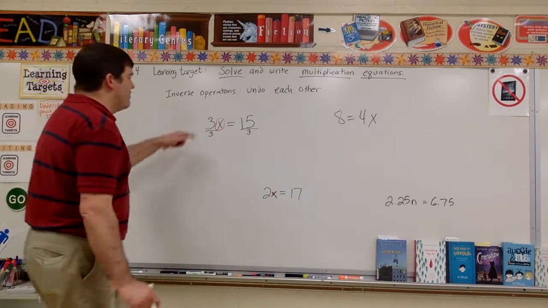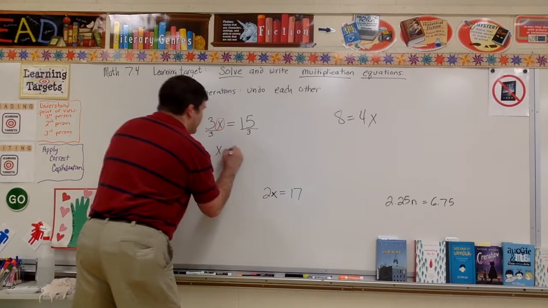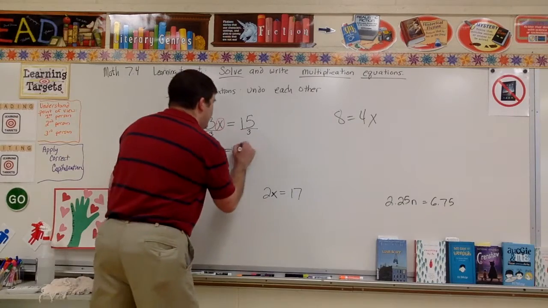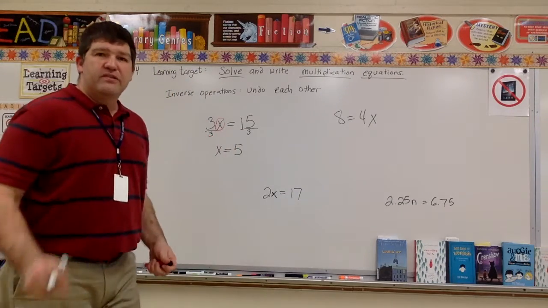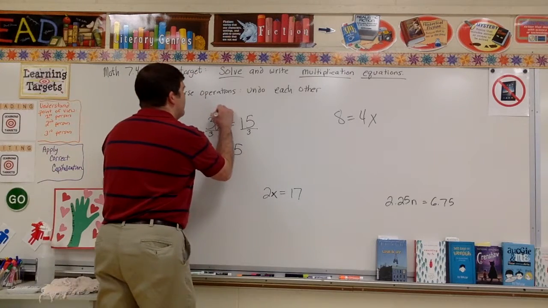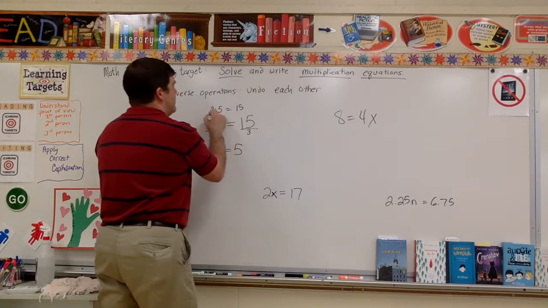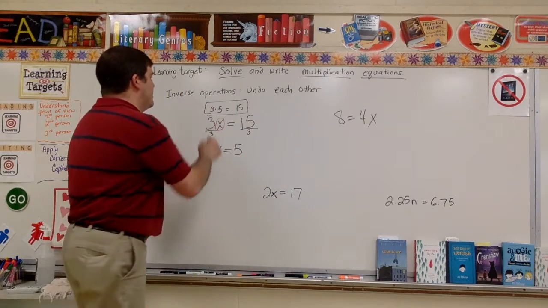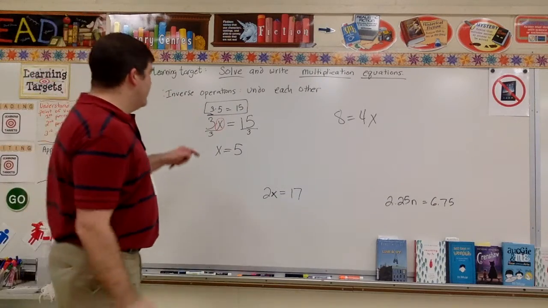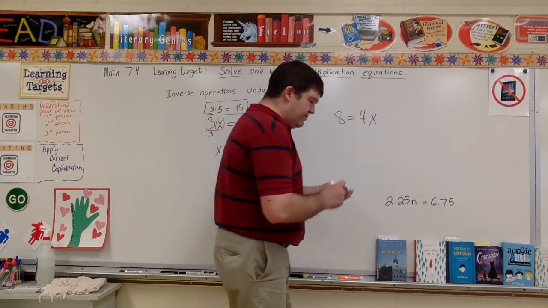So, 3 divided by 3 is 1, or just x. 15 divided by 3 is 5. So I just solved for x. X is 5. Now, I want to check it by putting 5 up here. 3 times 5 equals 15. Is that a true statement? That is a true statement. So, x is 5. We did it.